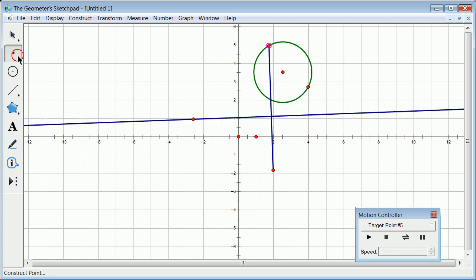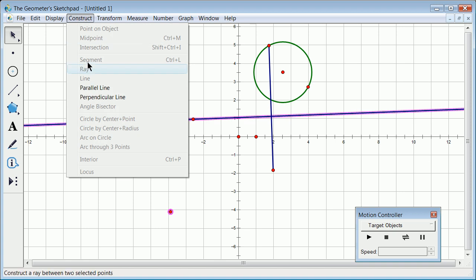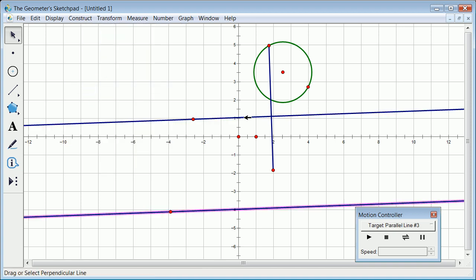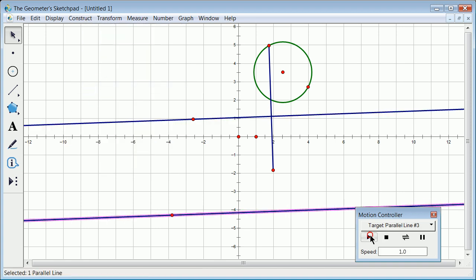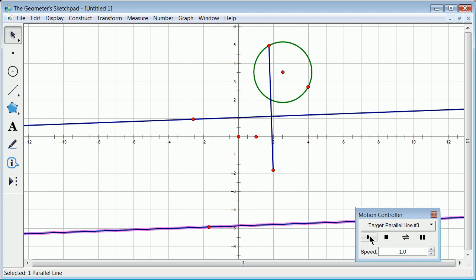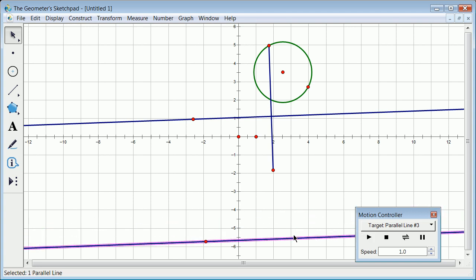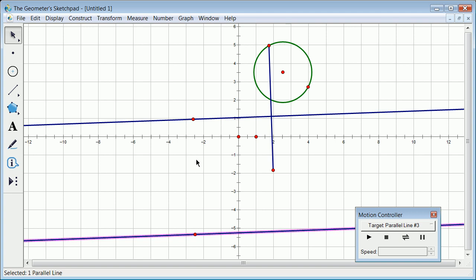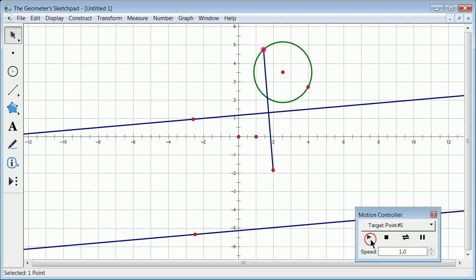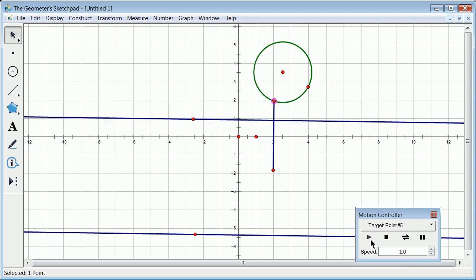I'm going to put a point out here. And now I can take this and highlight this and highlight that, and I can construct a parallel line. And once again, turn it on. Now if you notice, because that was the point that was highlighted, this is the one that is actually going through. So if I now instead grab this once again and animate it, you get that constraint.